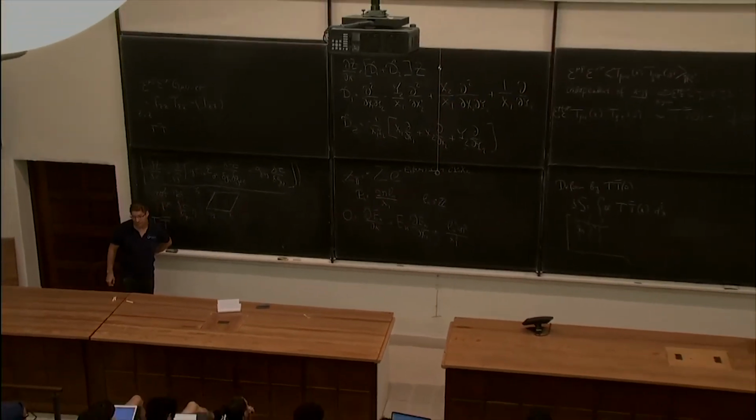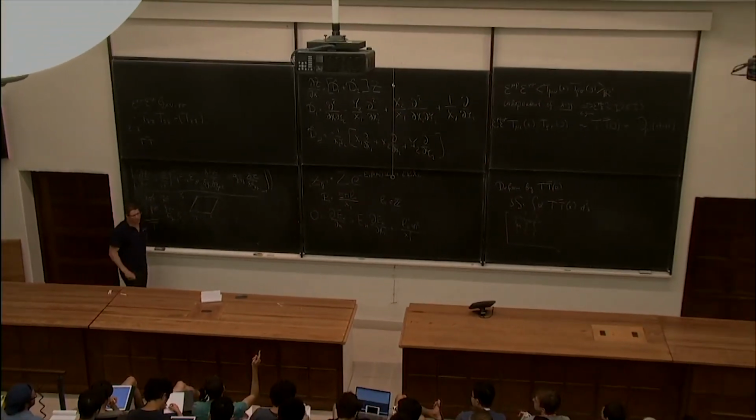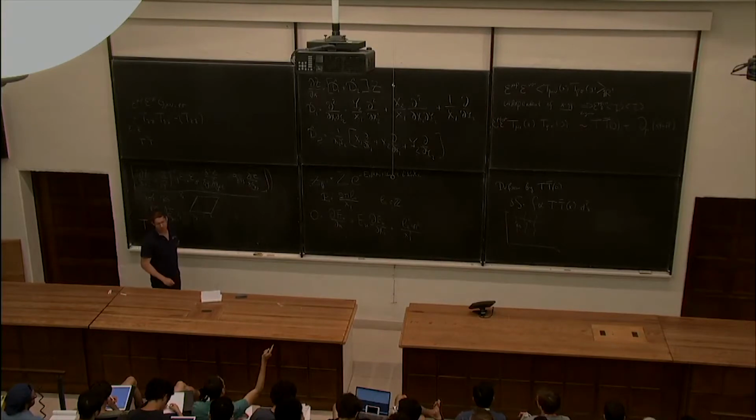Okay? What do you actually mean in higher dimensions? I mean, the epsilon tensor will have more indices. Yeah, first of all, you don't have the epsilon tensor. You need more indices. It's unclear how to do it in higher dimensions.